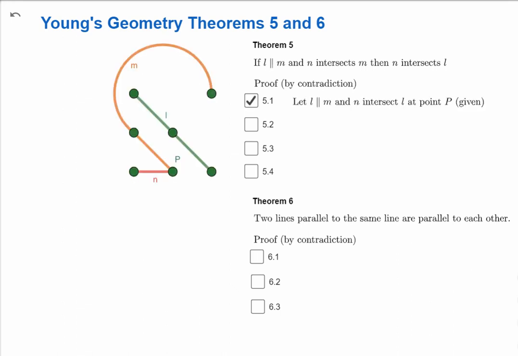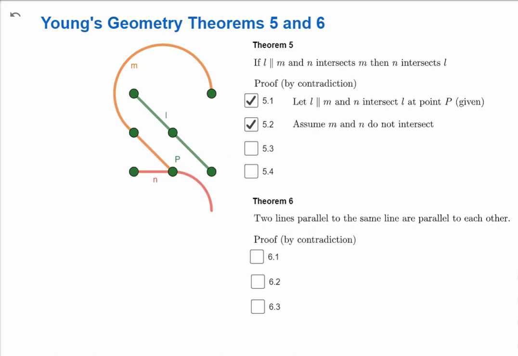So first, just from the given, we're going to set this up, right? And we're going to create a line L that's parallel to M. So M is the orange line. And we're going to let N intersect M at the point P. So you can see N is the red line, M is the orange line. And at the moment, they're both showing parallel to L. But we're going to proceed by contradiction.